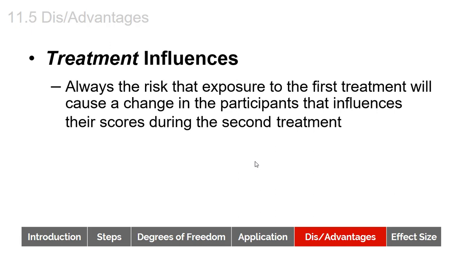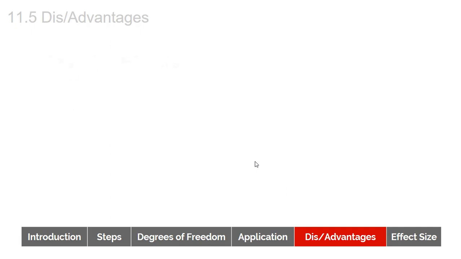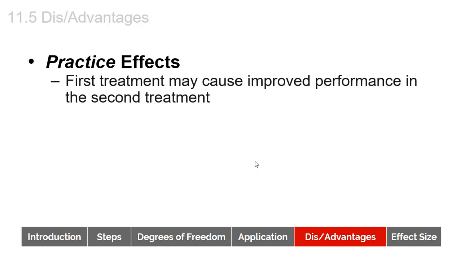And you can have something called treatment influences. There is the risk that exposure to the first treatment or the first time trial might cause a change in the second trial, just the treatment itself. One way that this happens is through practice effects. The first treatment might cause improved performance in the second treatment. Let's say that my measurement is a test of somebody's ability to do something. Well, just by taking that first test, that person might improve in their ability on the second test. So the experiment itself might be responsible for the change that we're seeing between the first trial and the second trial.